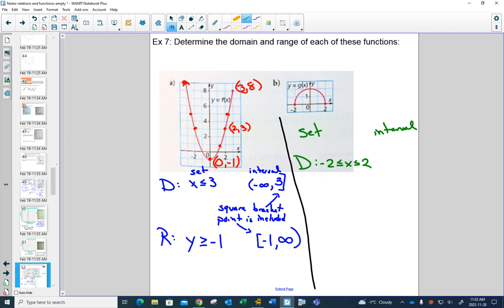What's the thing that's in between the x and positive 2? It said greater than or less than or equal to.